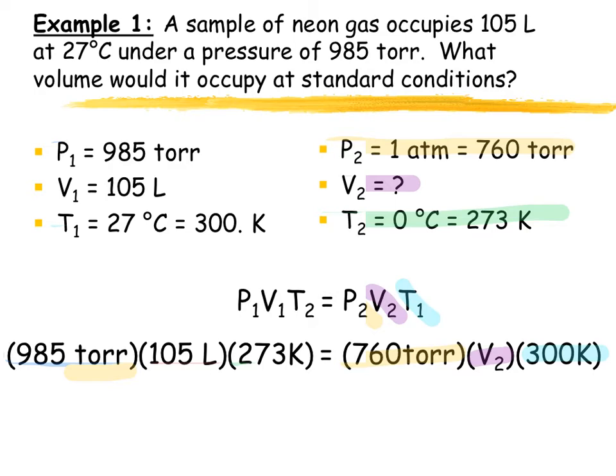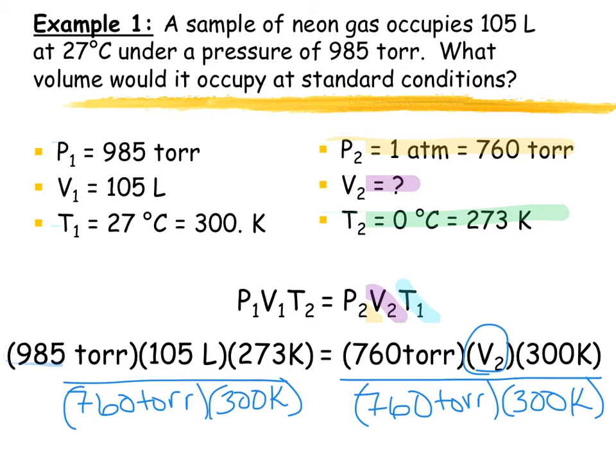The next thing I'm going to focus on is the algebra. How do I isolate V2? So I right now have V2 multiplied by 300 and 760, so I'm going to divide both sides by both of those numbers in order to isolate V2. So on the right hand side, 760 torr cancels completely and 300 K cancels completely. On the left hand side, it's just the units that cancel. Torr cancels with torr and Kelvin cancels with Kelvin, meaning the only unit left is liters. So I know liters will be my unit, and all I have left on the right hand side is V2.